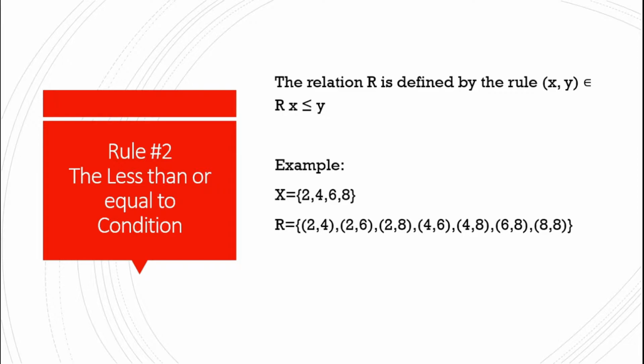We can see that 2 is less than 4, 2 is less than 6, 2 is less than 8, 4 is less than 6, 4 is less than 8, 6 is less than 8, and 8 is equal to 8, which satisfies our condition that x should be less than or equal to y. So the domain and the range of this set is 2, 4, 6, and 8.